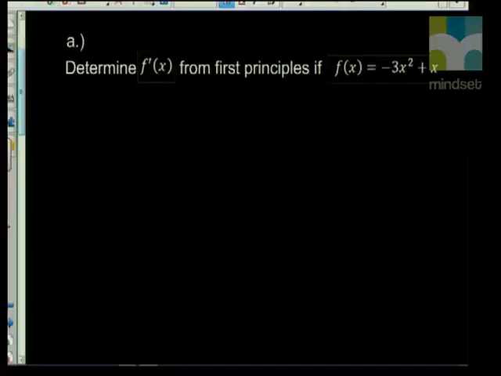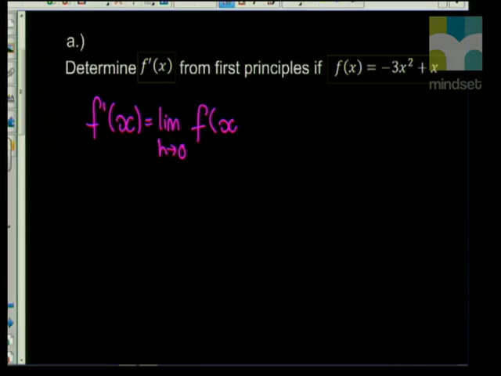Right, let's quickly start with one of the most common beginning questions in calculus, and that's your first principles. Okay, so A is asking us to determine f prime of x, which remember is your derivative, from first principles. So we're going to take the formula f prime of x equals the limit, where h is tending towards 0, of f of x plus h minus f of x, all over h. We've already discussed where that formula comes from and how it was derived.